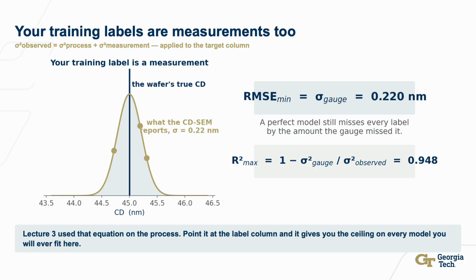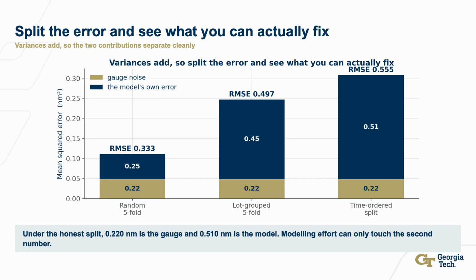Your metrology tool sets the ceiling on your machine learning. Improve the gauge and you raise the ceiling for every model you will ever fit. Let us use that to split the error because variances add and two contributions separate cleanly. I've plotted the mean squared error rather than RMSE because the squared error is what adds. Gold is the gauge contribution fixed at 0.22 squared, the same in every bar. Navy is what is left, which is the model's own error.